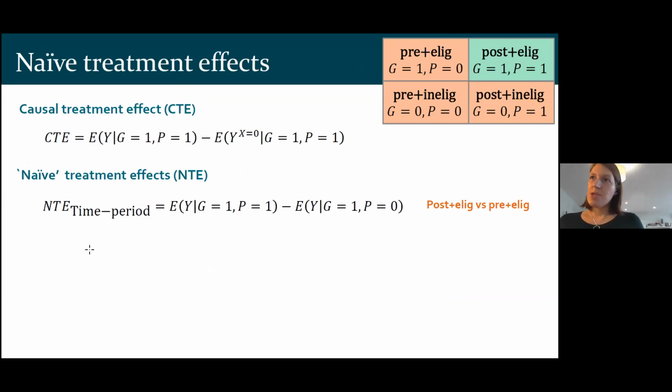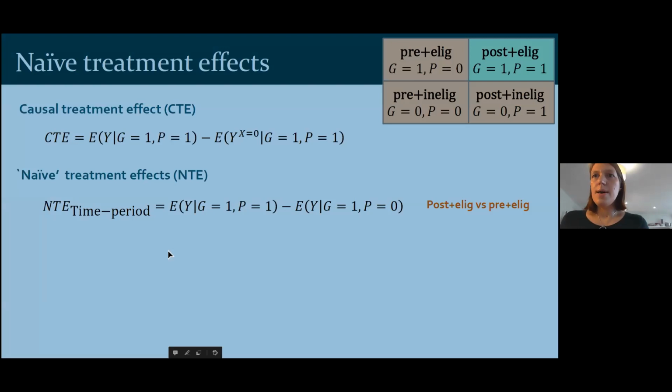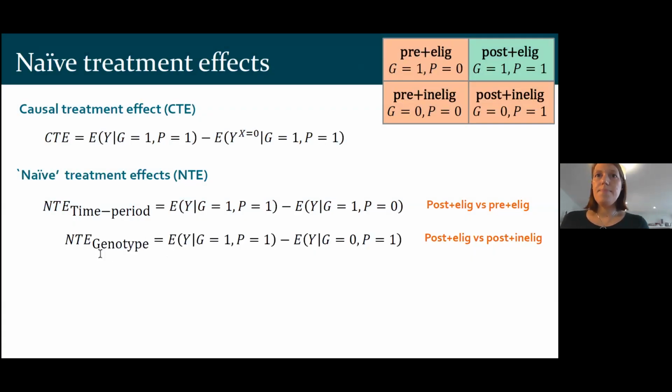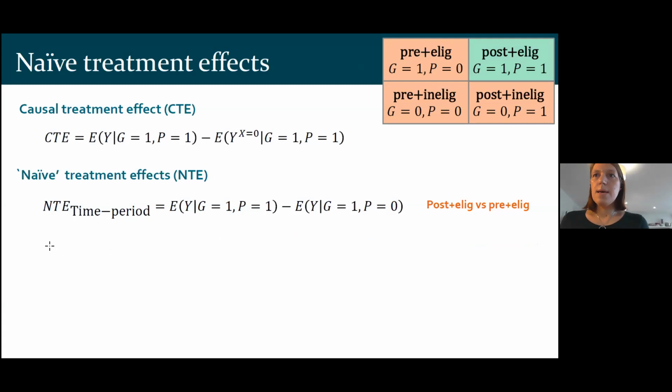So this just goes back to what those other studies have done, really. We're going to call the treatment effects that they've used the naive treatment effects. As mentioned, some studies made this before and after comparison, which is written using this naive treatment effect under the time period comparison here. So they've estimated that second term in the causal treatment effect using the people in the eligible genotype group, but before this treatment was available.